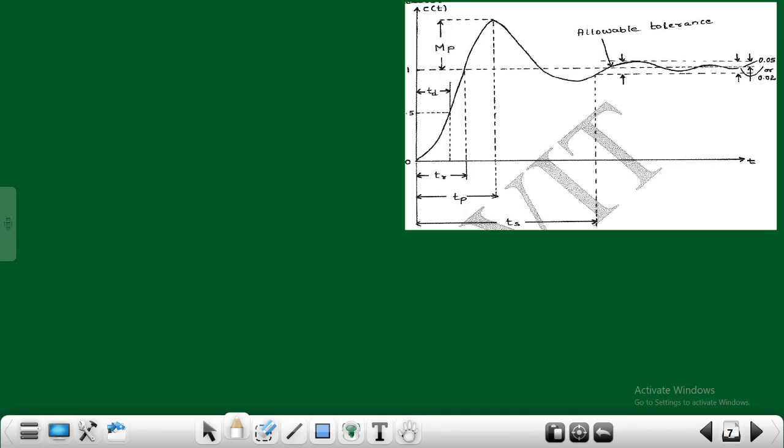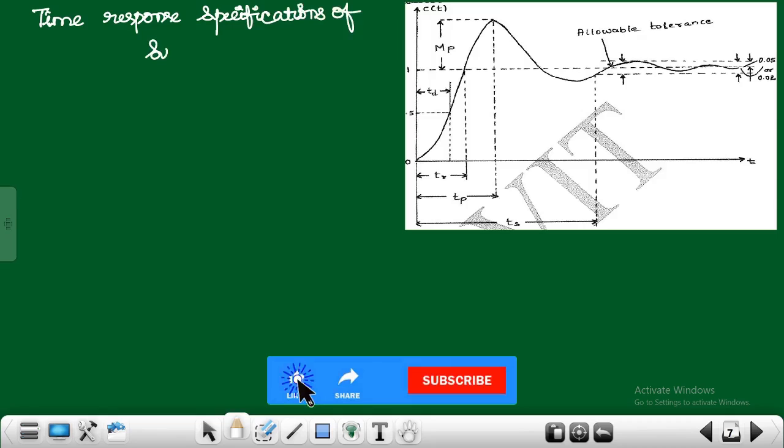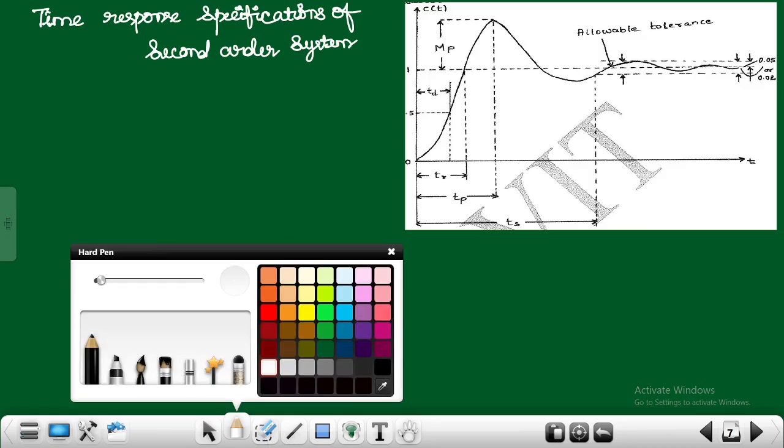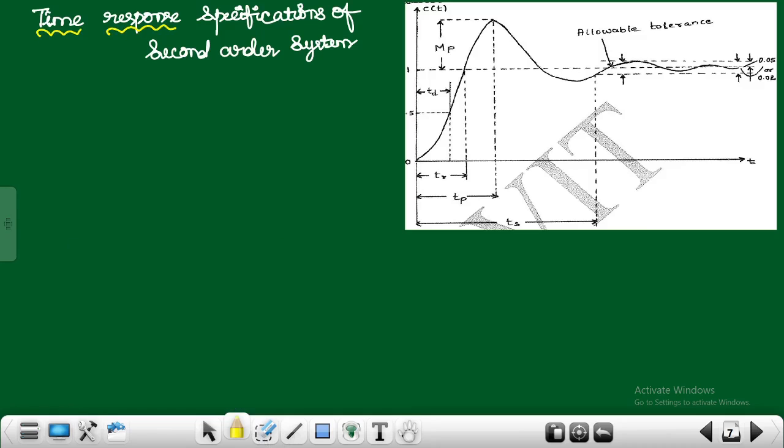Today we are going to see what the time response specifications of a second order system are. We already know that in time response we have the transient response as well as the steady state response. There is not much discussion about the steady state response, because after reaching the final value we will call it the steady state response.